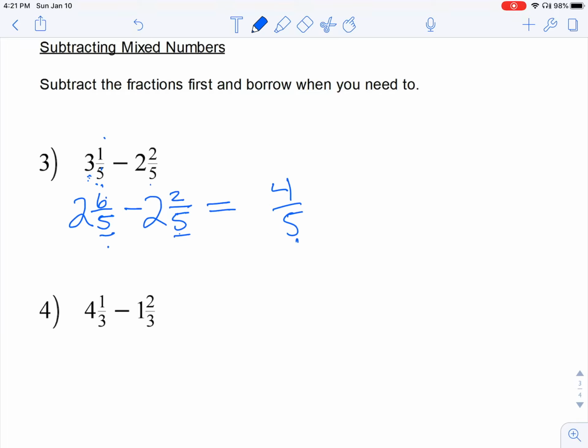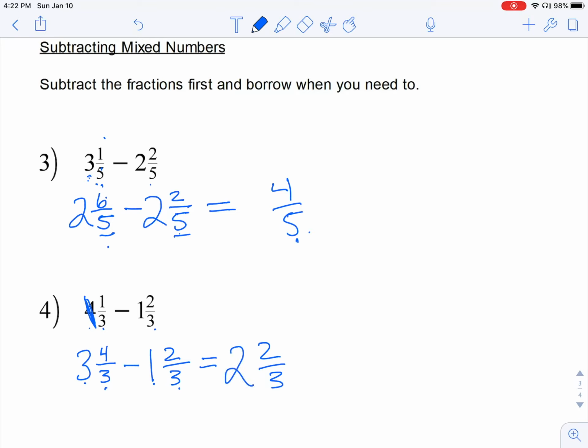Last one, number 4, read it with me. 4 and 1/3 minus 1 and 2/3. Fractions first. 1/3 minus 2/3. Could I do it? I would get a negative number. So I borrow. So 4 is going to become a 3. And then 3/3 plus 1 more third, 4/3 minus 1 and 2/3. Now fractions first, and I can do it. And 3 minus 1 is 2.